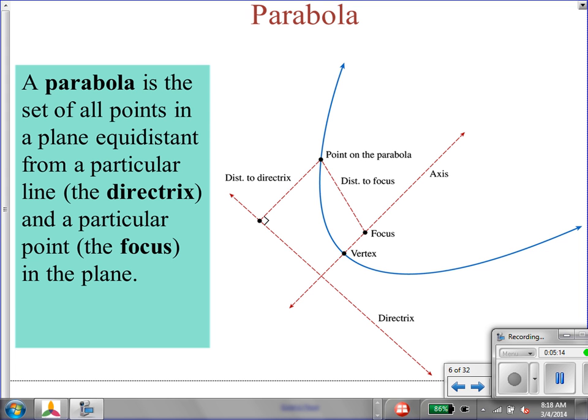So it's going to be equidistant from a particular line, the directrix, and a particular point, which we call the focus, and the focus is going to be on the inside. I'm going to show you how to find those in a second. And so what's happening, if you look at the picture, from the vertex to the directrix, and from the vertex to the focus would be the same distance. And the focus, like I said, is always on the inside of the parabola.